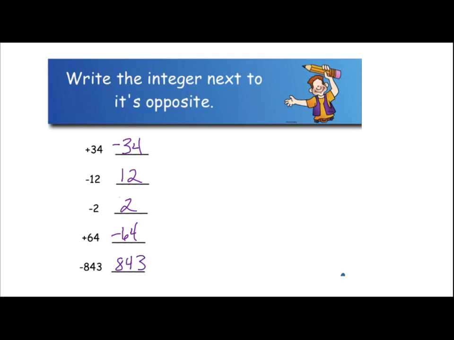Be very careful that you don't confuse these two skills. Absolute value is always positive, and opposite is just that. It's the opposite of the original integer.